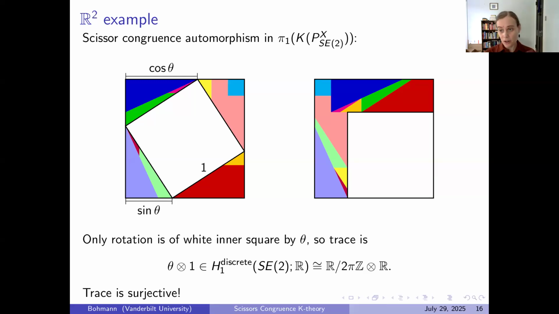So cool. So here again, we can see an example where we can explicitly calculate this trace, and that in particular tells us that this scissors congruence automorphism is a non-trivial element of this pi1 of the K-theory spectrum of this scissors congruence covering family.